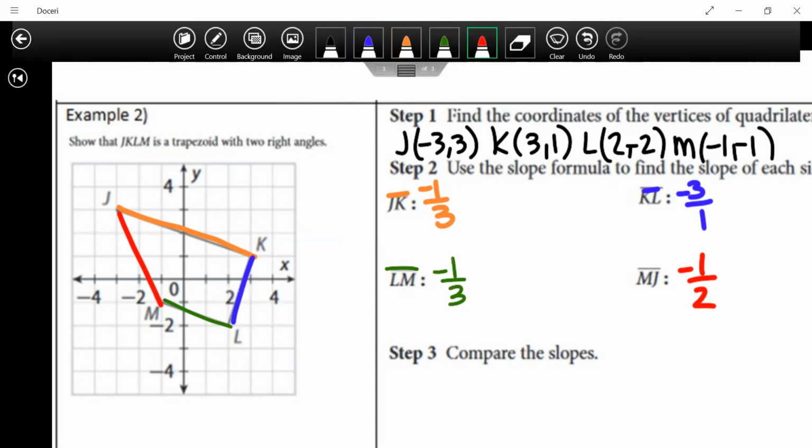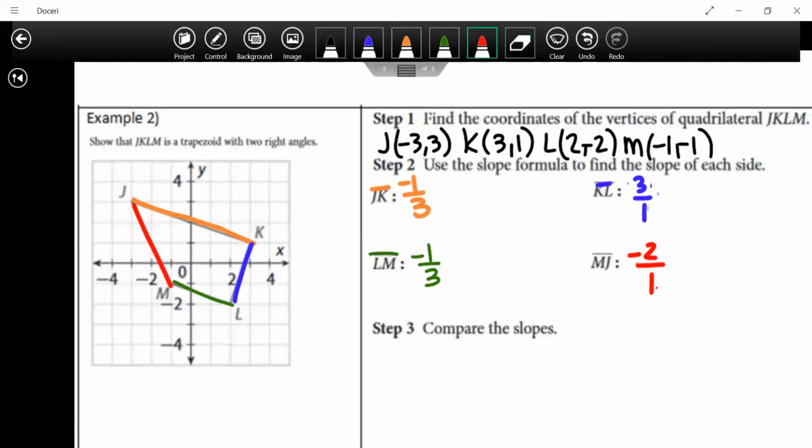KL should be 3 over 1. Yes, absolutely. Sorry. Oh, look at the big boo-boos over here. -2/1, yes. Okay, now we're clear on that.